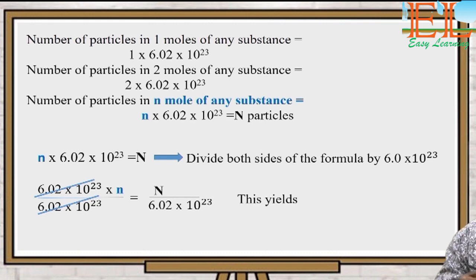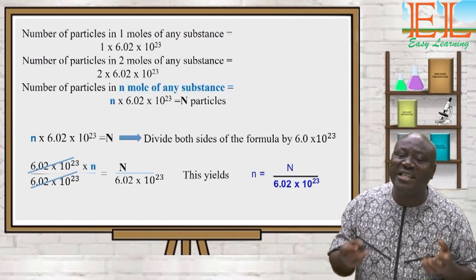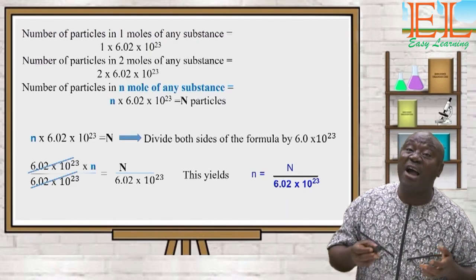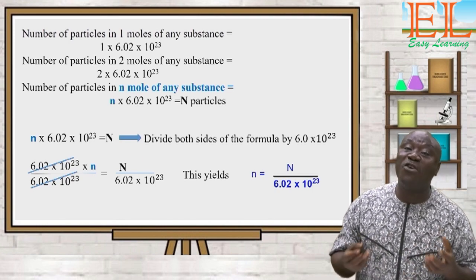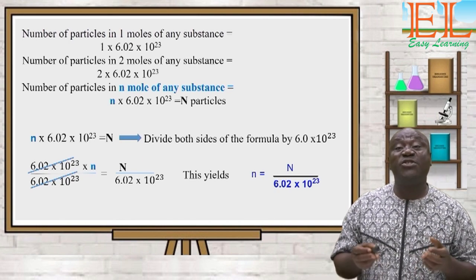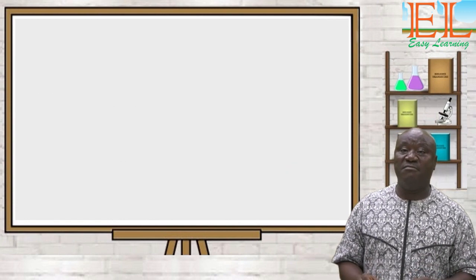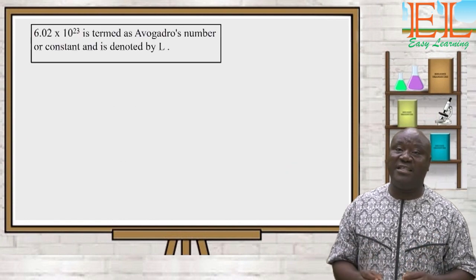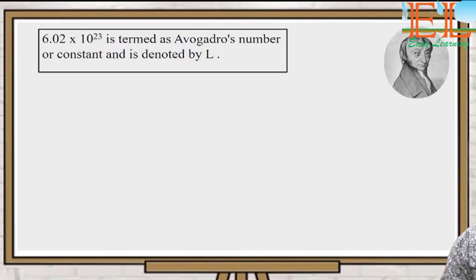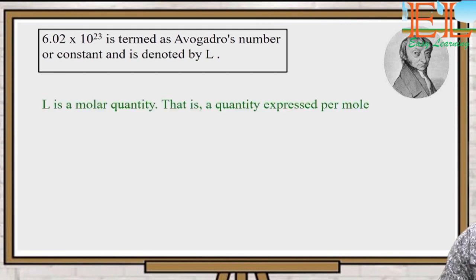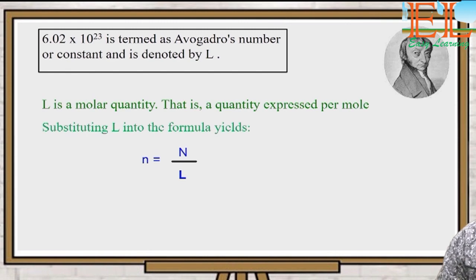Now, 6.02 times 10 raised to the power 23 is termed Avogadro's number or Avogadro's constant, and is denoted by uppercase L, and named after a famous scientist whose picture is on your screen, called Lorenzo Avogadro. Uppercase L is a molar quantity. When we say a molar quantity, what do we mean by that? It's a quantity which is expressed per mole.